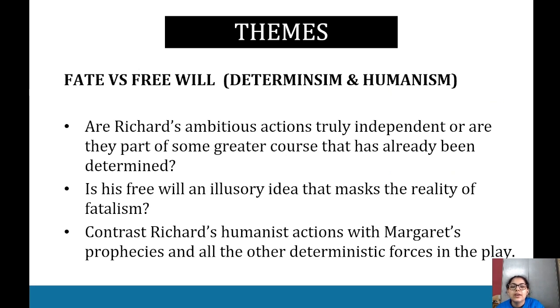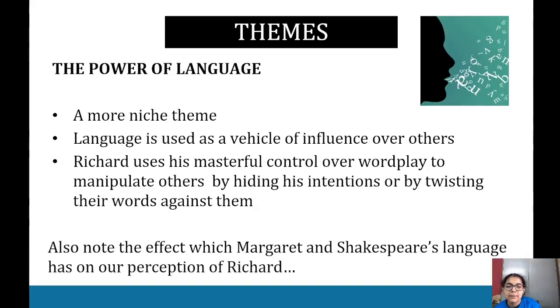Finally, fate versus free will, determinism and humanism. Are Richard's ambitious actions truly independent, or are they part of some greater course that has already been determined? There's that question of whether he really is doing this on his own, or whether this is his fate. Is his free will an illusory idea that masks the reality of fatalism? And can we contrast Richard's humanist actions with Margaret's prophecies and other deterministic forces in the play?